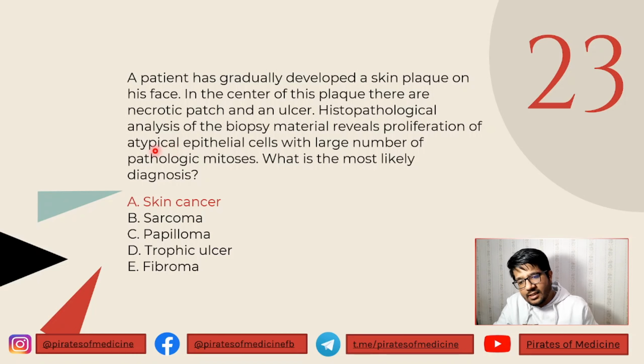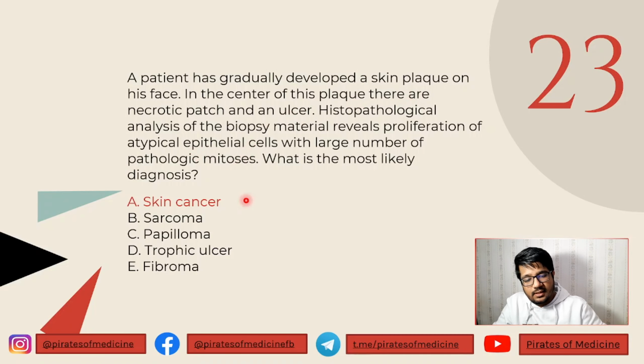So you need to understand they are giving some hints over here. First of all, the skin plaque, then a necrotic patch and ulcer, and also most importantly, proliferation of atypical epithelial cells. Now, whenever you see atypical epithelial cells written in Krok questions, they are trying to hint that there is malignancy present in this particular tissue. And also pathological mitosis. So this malignancy is present on the skin cells, the epithelial cells.